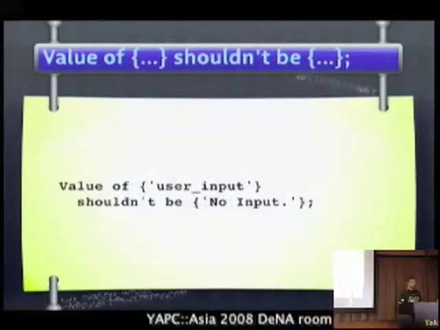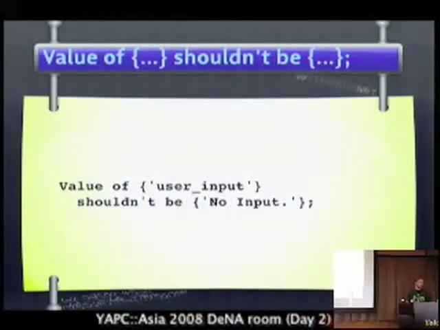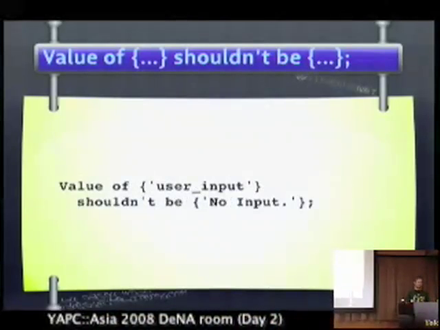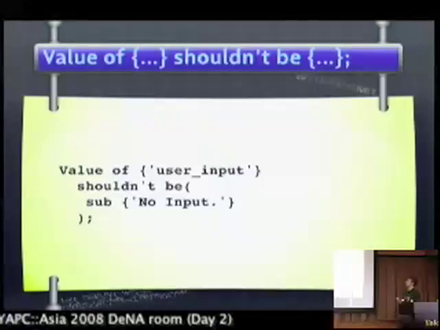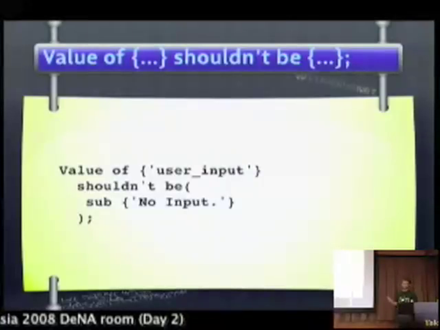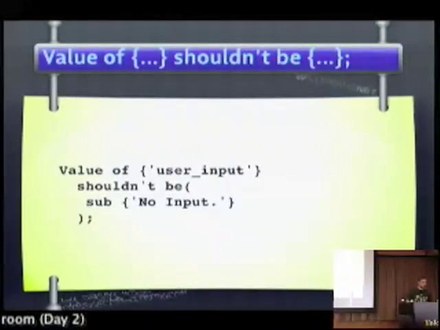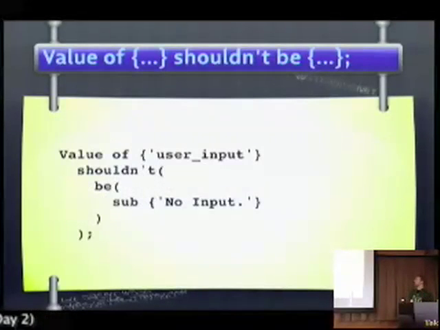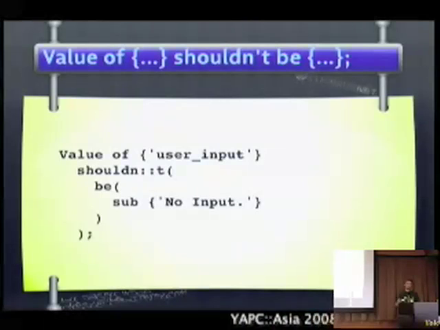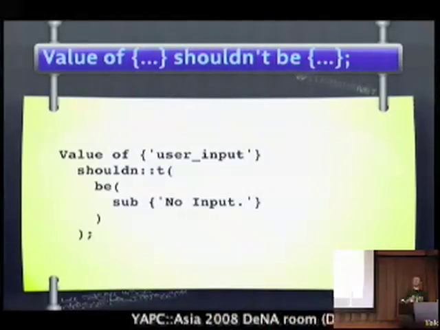So we can call value of user input shouldn't be no input. And just to break this down again, there's the B function, which accepts a subroutine, which again returns a string. Now, shouldn't is another function, which we call just like that. And just to be clear, this would be the proper way of calling it with the double colons, but you can use the apostrophes, and nobody will complain. Well, again, no, Perl won't complain.